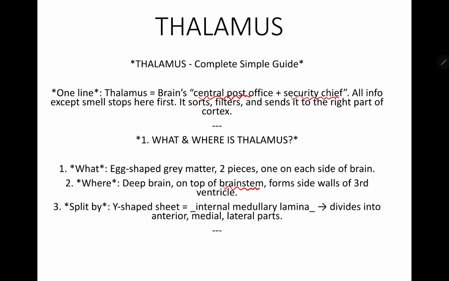Now it is split by a Y-shaped sheath. Now what is this Y-shaped sheath? It is the internal medullary lamina. Now this internal medullary lamina divides this thalamus into anterior, medial and lateral parts.